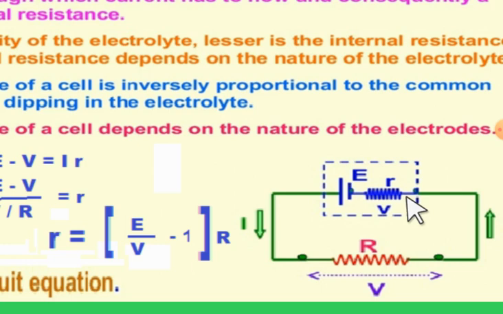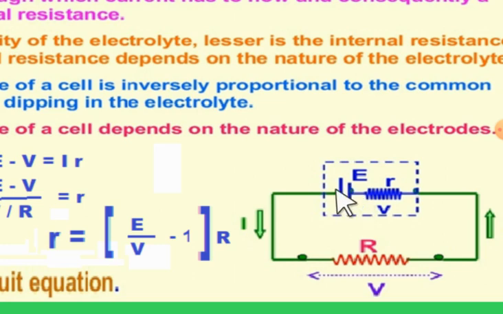Got it? And if your electrolyte is of such a nature that it can flow these ions very easily, then internal resistance will be less. Got it? And it also depends upon the common area between these two electrodes.